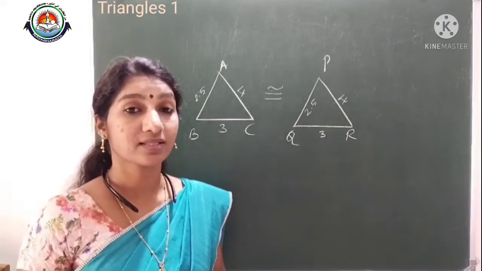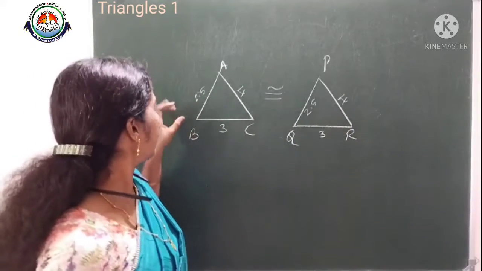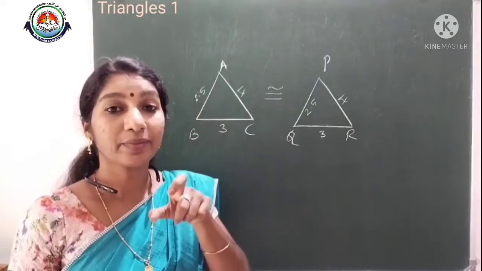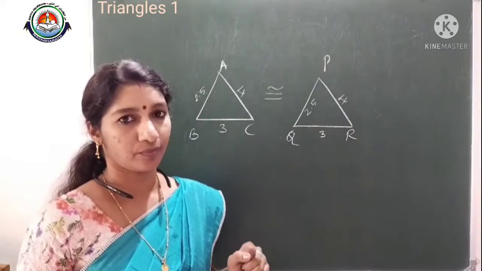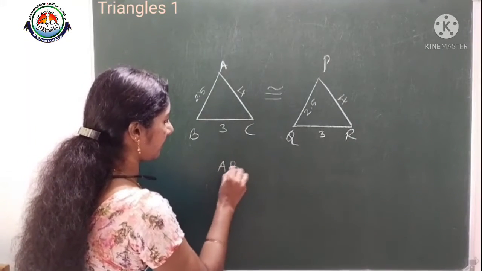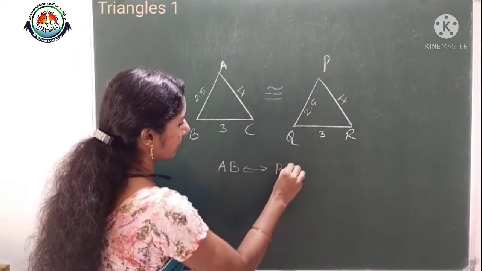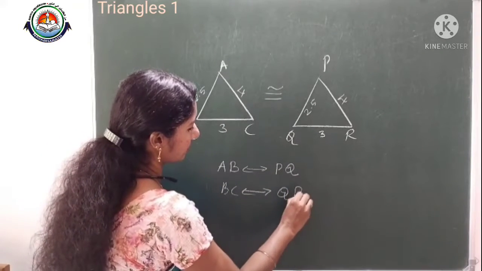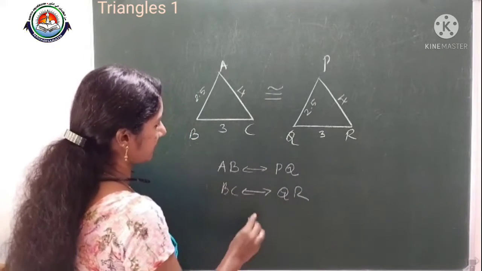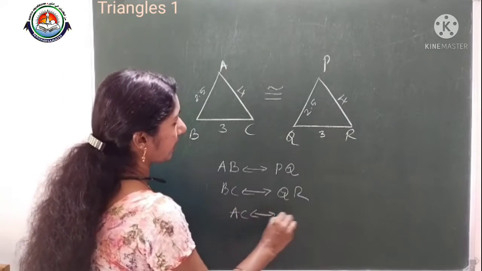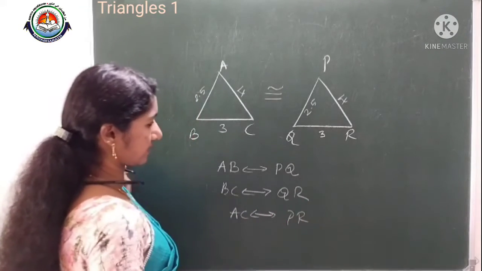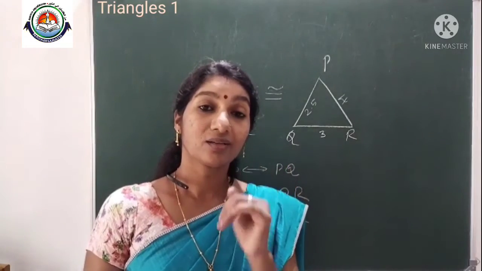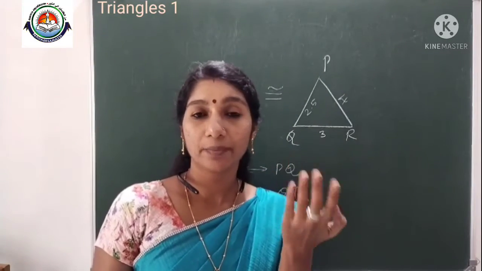Now see the sides, their sides are equal. See, AB is the same as PQ. So we will call AB's corresponding side PQ, or we will write like this, AB corresponds to PQ. And BC is equal to QR, so BC and QR are the corresponding sides. And AC and PR are the corresponding sides. And since they are congruent, their size and shape are the same.